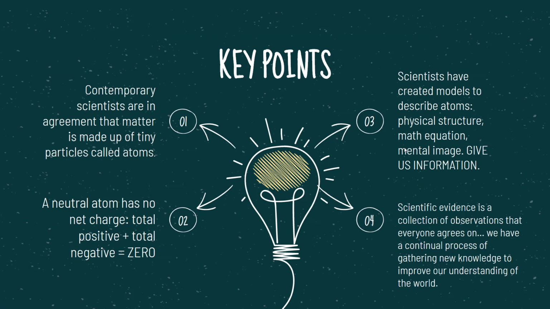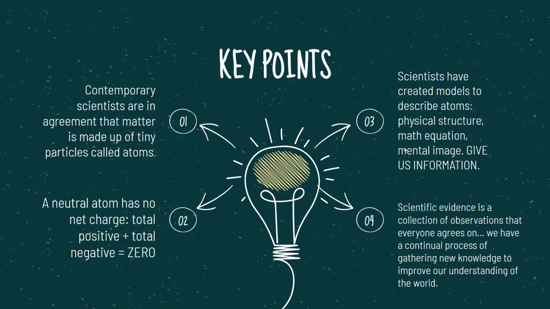Different models aren't right or wrong. They just tell us different things. They all give us information. Key point number 4. Scientific evidence is a collection of observations that everyone agrees on. We have a continual process of gathering new knowledge to improve our understanding of the world.